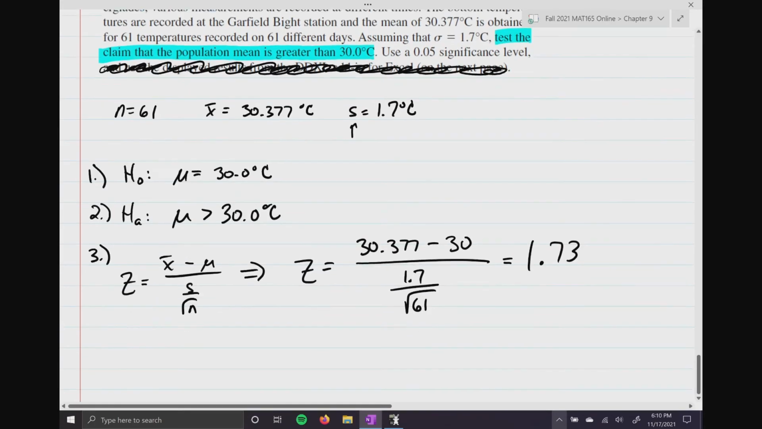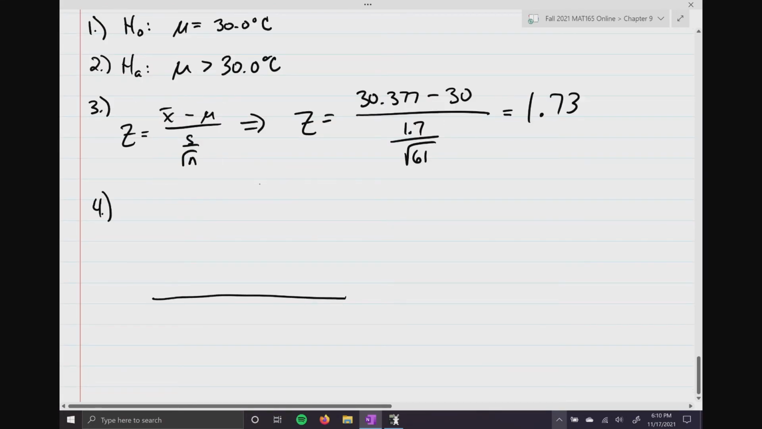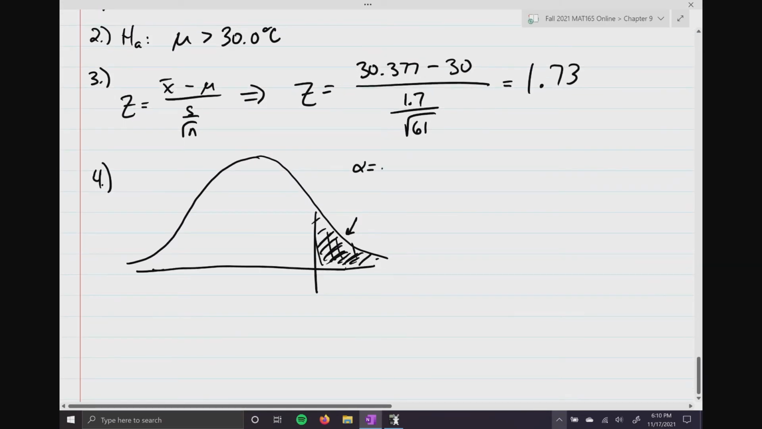Now, let's go ahead with step 4. Let's draw our graph, label the rejection regions, all that good stuff. The alternative hypothesis is greater than, so we know this is a right tail. We know the area in this tail is our level of significance. So alpha is 0.05, which is great. Now remember, due to symmetry, if we looked up 0.05 in our table, we came up with negative 1.96. However, due to symmetry, this is going to be positive 1.96.